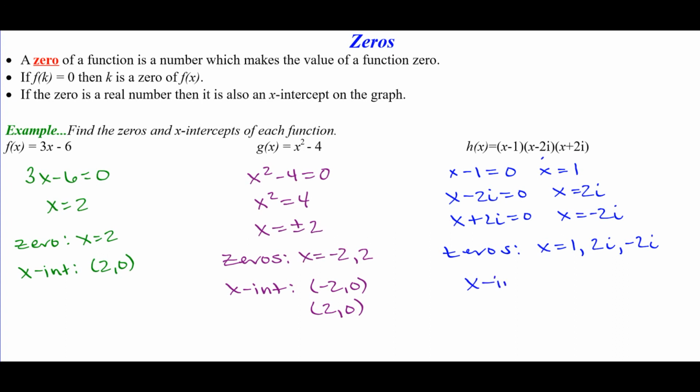Remember, x-intercepts can only be real numbers, so I have an x-intercept at the point (1, 0). 2i and negative 2i are not real numbers, so they do not count as x-intercepts. So that graph has only one x-intercept.